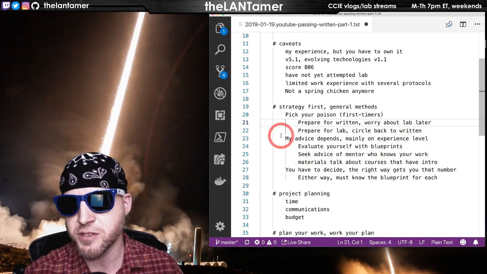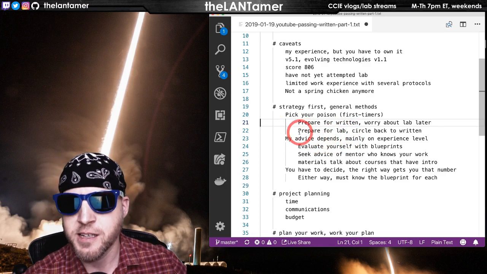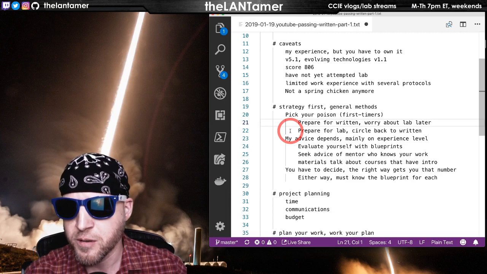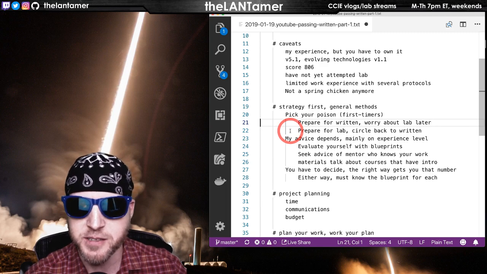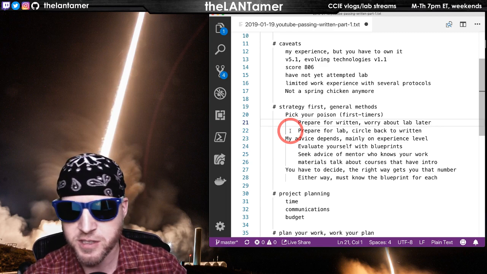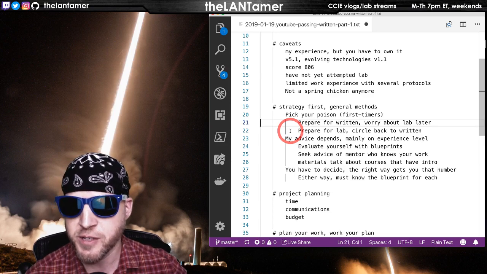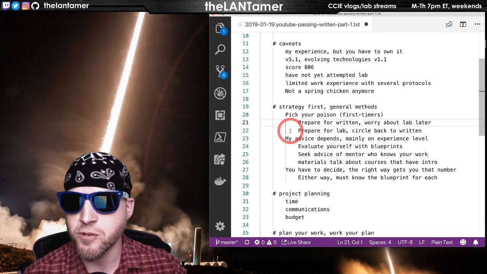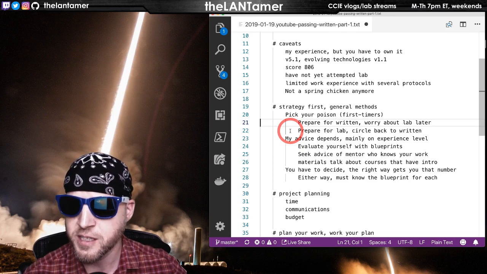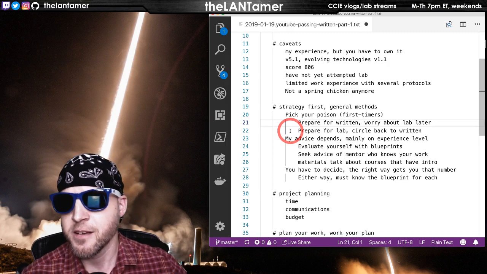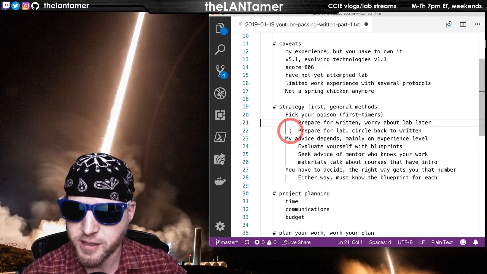I'm going to explain to you what I chose to do and why, and give you my advice on either approach. My advice will depend, principally, on your experience level. So if you are working at a job where you use BGP every day, and you already know a lot of the ins and outs of BGP or a lot of the other protocols that are covered in the lab exam, then maybe it's best for you to take approach number one, which is just to prepare for the written.